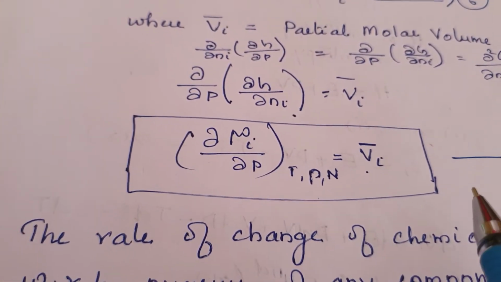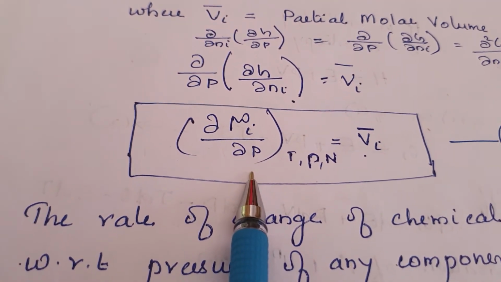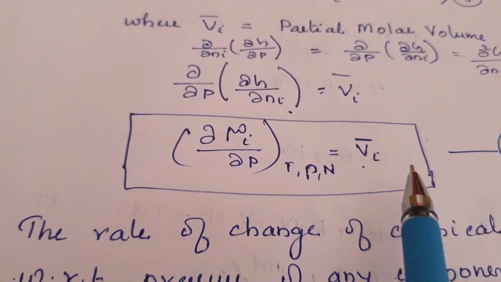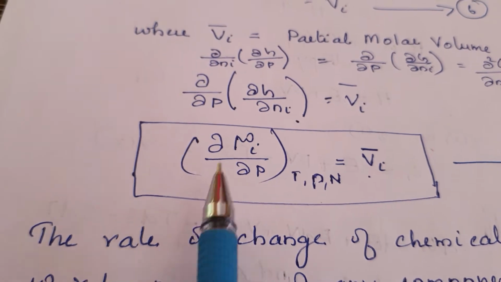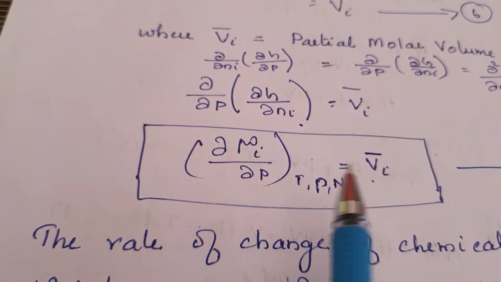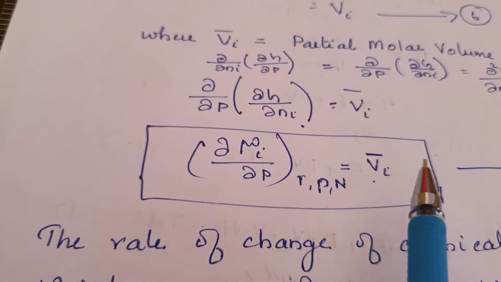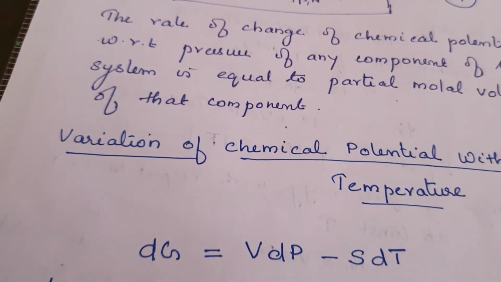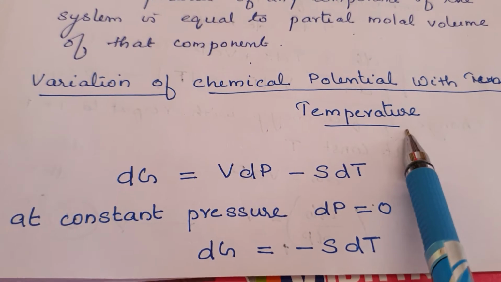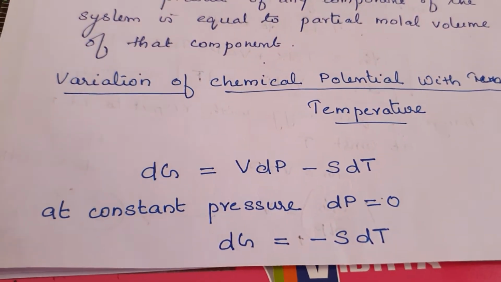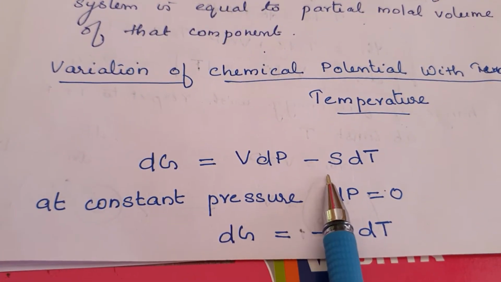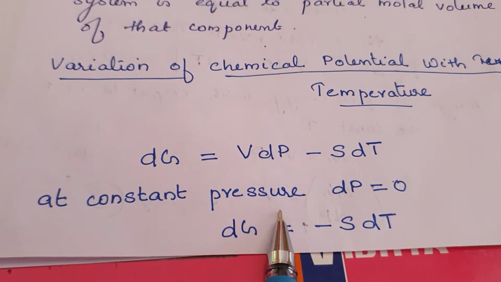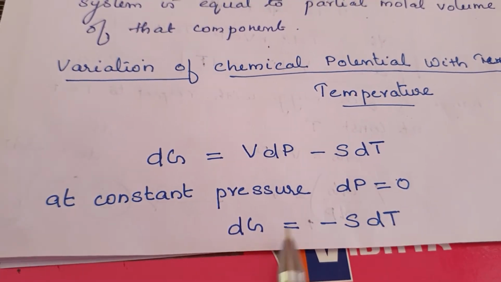Now, is this clear? If it is clear, for variation with temperature we can say that dou mu i by dou T will be equal to minus Si bar. Okay. Now we'll see the variation of chemical potential with temperature. So we'll start from this: dG is equal to VdP minus SdT. At constant pressure, dP will be 0. So dG will be minus SdT.